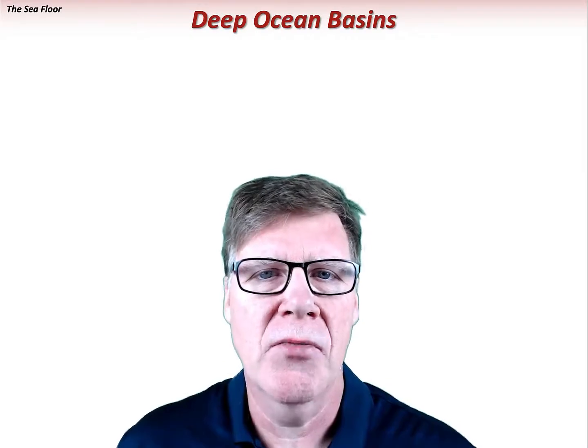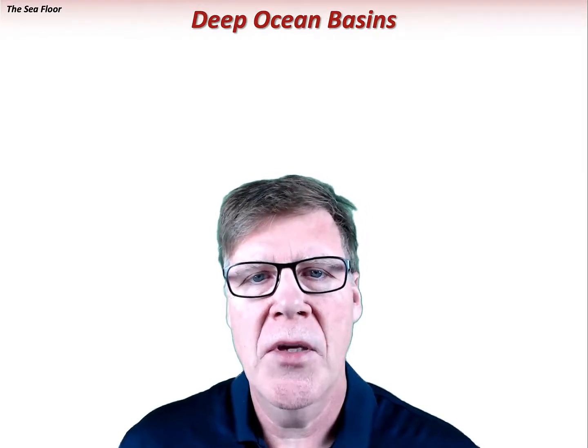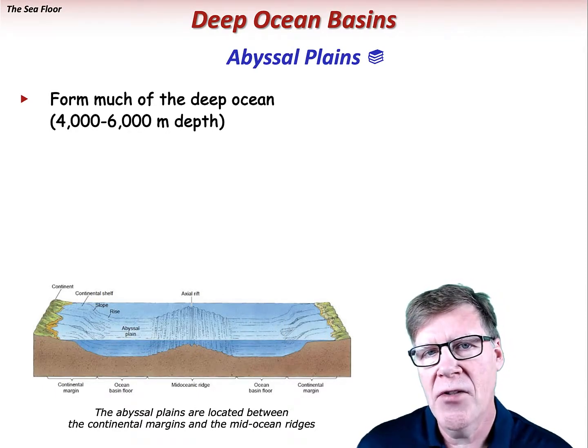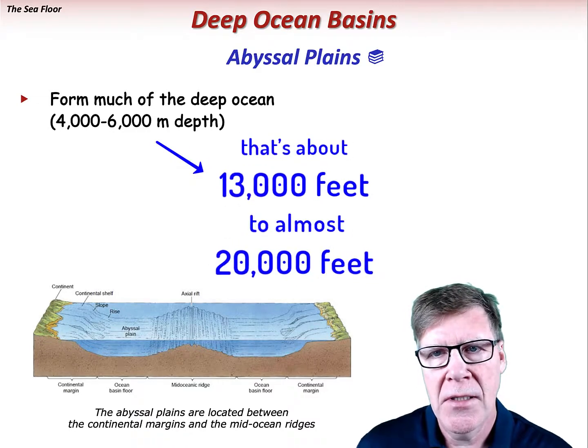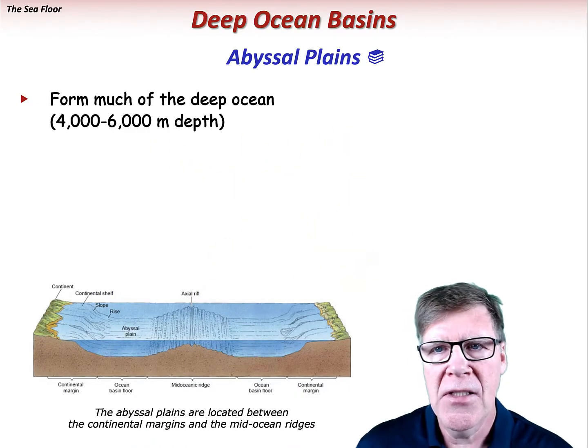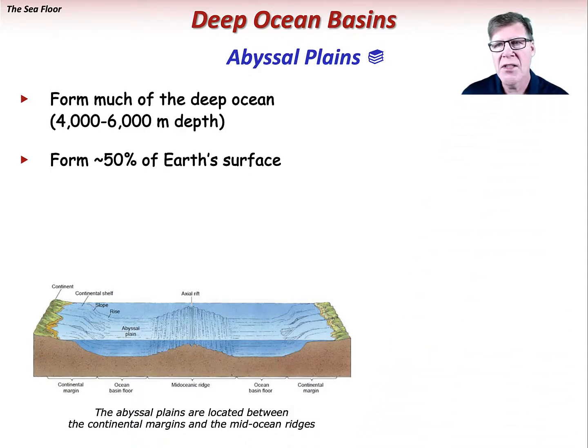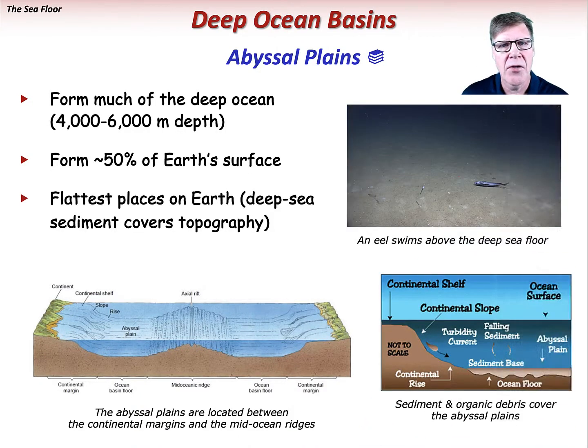Located between the mid-ocean ridges and continental margins are the abyssal plains, which form a huge expanse of the seafloor that lies at depths of 4,000 to 6,000 meters. These areas form around 50% of Earth's surface. Abyssal plains can be considered the flattest places on Earth due to their simple geology and burial beneath layers of deep-sea sediment. Water temperatures at these depths hover between 0 to 4 degrees C.